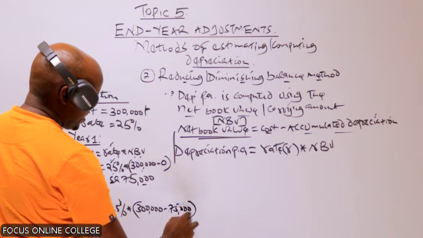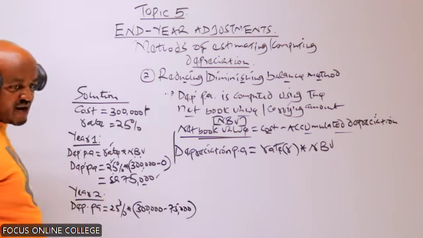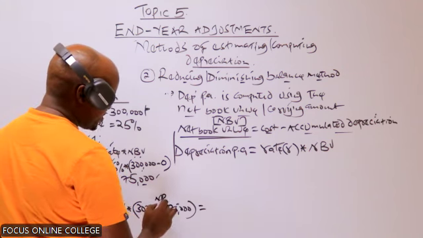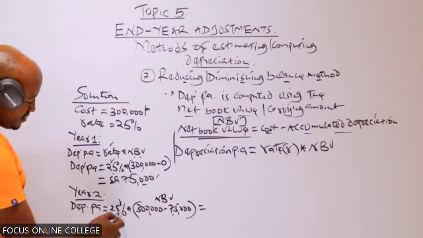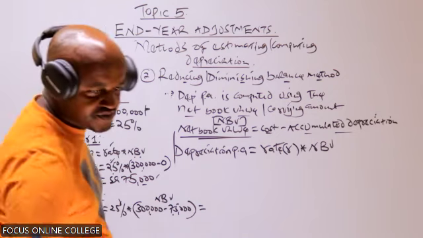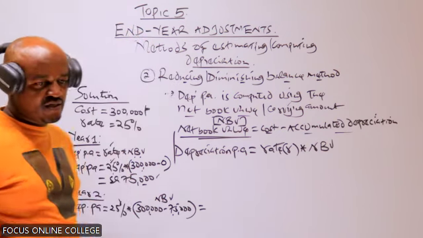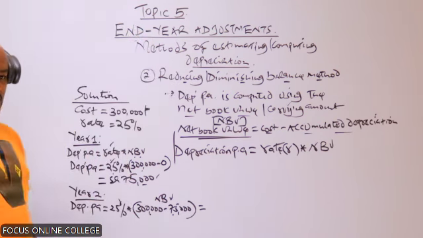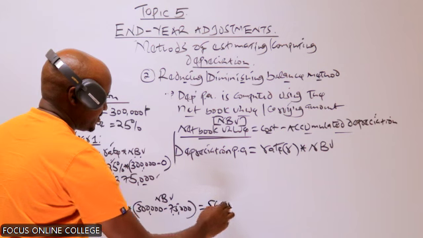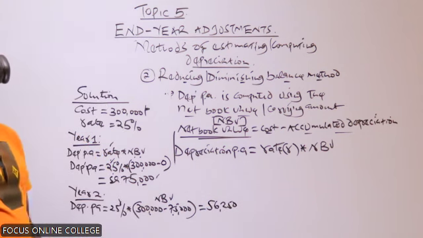This is the depreciation, the value the asset lost in year 1. So we get the difference, and whatever you get here is the net book value. Then you multiply that by 25%. What will that give us? What are you getting? I'm told by Evans that it will give us 56,250. Is that what you're getting? 56,250.